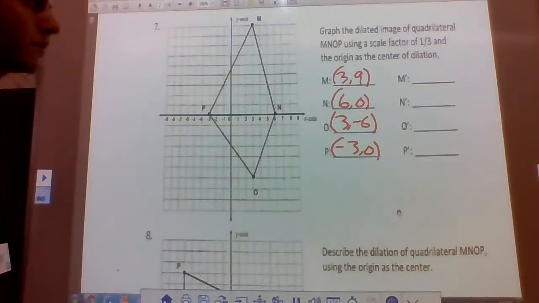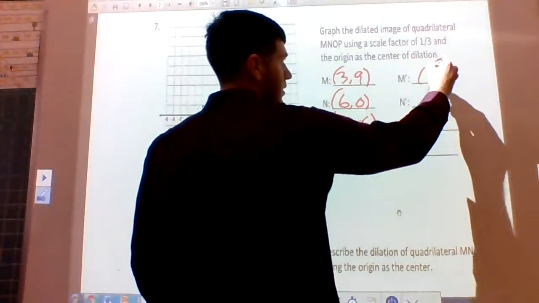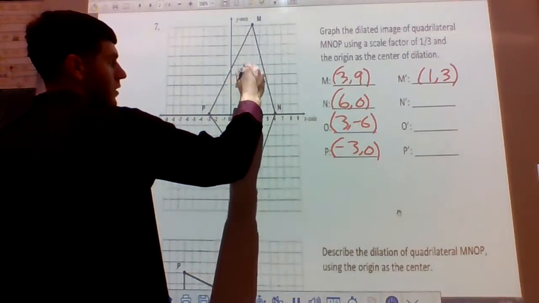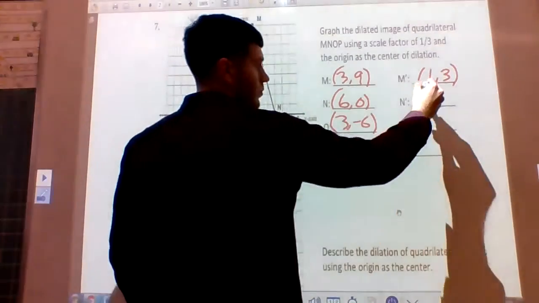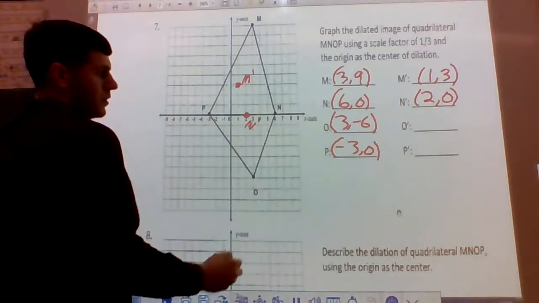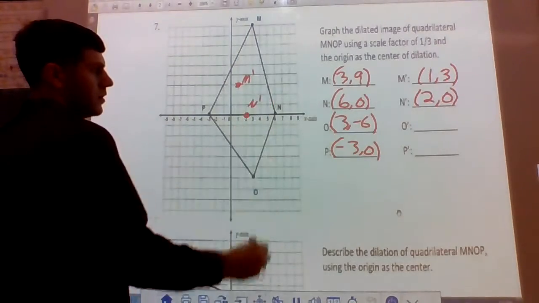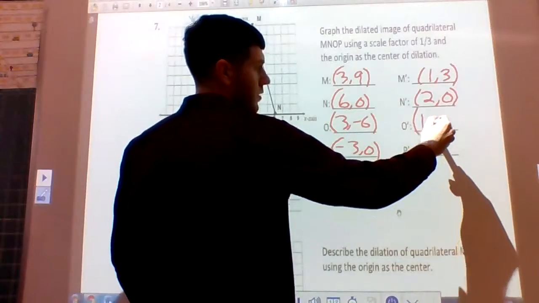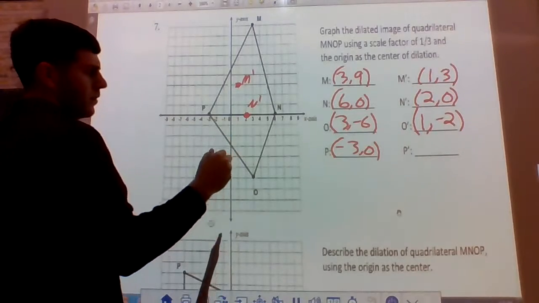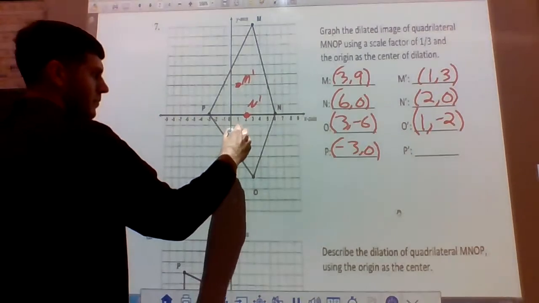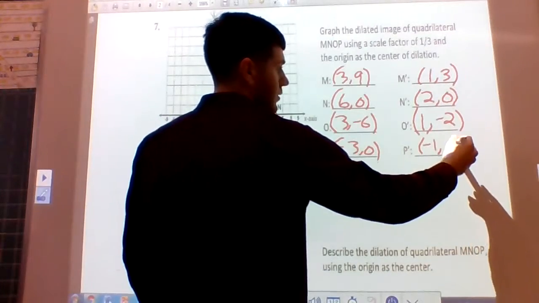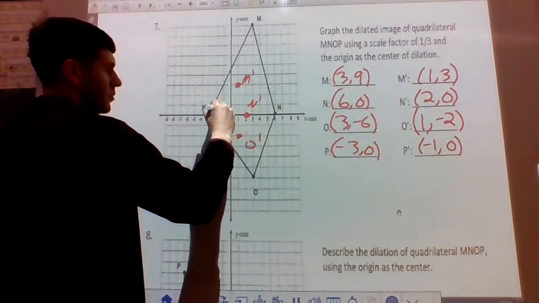We're going to multiply by 1/3. 3 times 1/3 is 1. 9 times 1/3 is 3. So M prime is 1, 3. 6 times 1/3 is 2. 0 times 1/3 is 0. 3 times 1/3 is 1. Negative 6 times 1/3 is negative 2. Okay, negative 3 times 1/3 is negative 1. 0 times 1/3 is 0. That's going to be P prime.